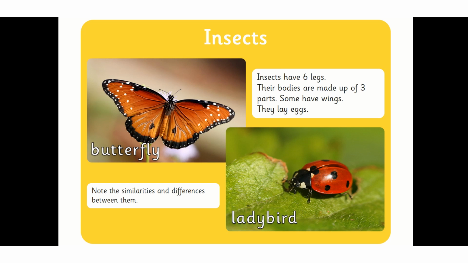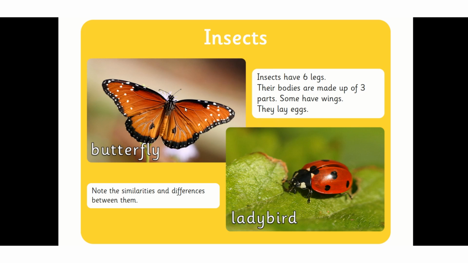Insects. We went on an insect hunt at school, didn't we? And we went under the trees and we shook some of the branches and we lifted up some of the stones to try and find insects. We found other creatures too, other mini beasts. All mini beasts are a type of animal, but insects are special because insects have 6 legs. Their bodies are made up of 3 parts. Some have wings. They lay eggs.